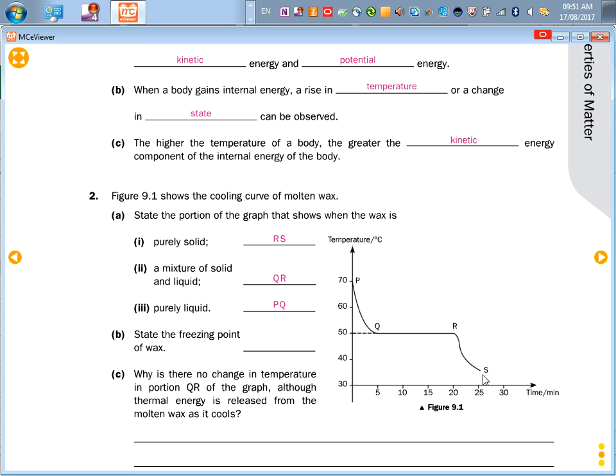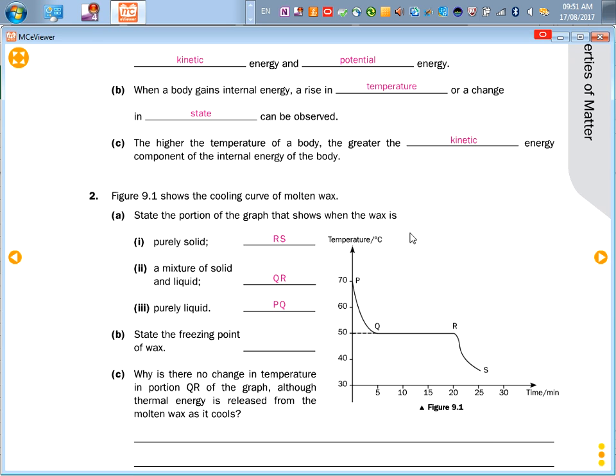Right, just write S. They ask you to state a portion of the graph, not just one point. So a portion, we break this graph down into 3 portions. Okay? So let's imagine what is happening. At temperature 70 degrees, wax is a liquid. So as time passes, it starts to cool down. Because our room temperature is about 25 to 30, right? So it starts to cool down, losing energy to the surroundings.